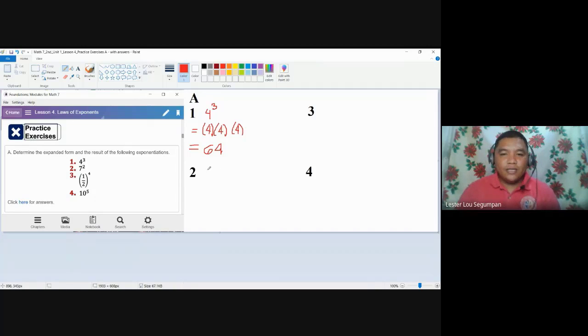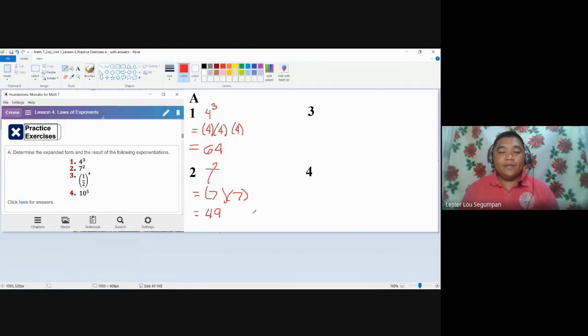Number 2 is 7 squared. This means there are two sets of 7 multiplied to each other, and 7 times 7 will yield 49.